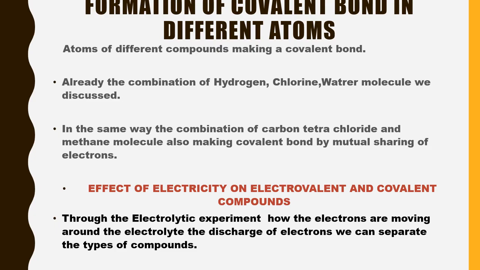Now, we are going to discuss the effect of electricity on electrovalent and covalent compounds. Through the electrolytic experiment, we see how the electrons move around the electrolyte and the discharge of electrons, and how we can separate the types of compounds.